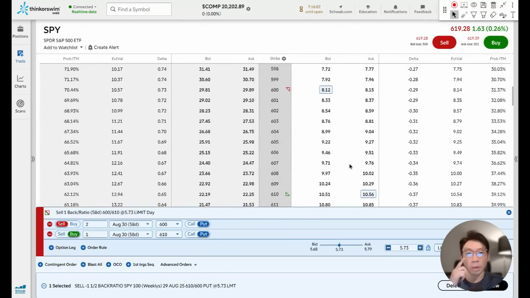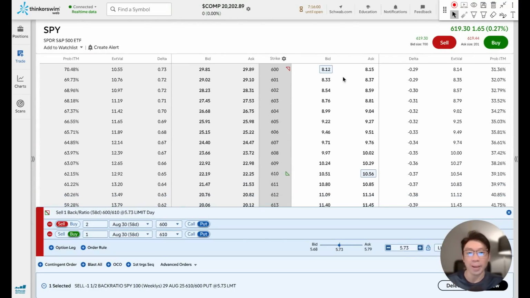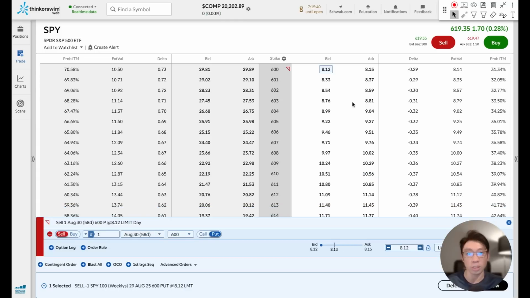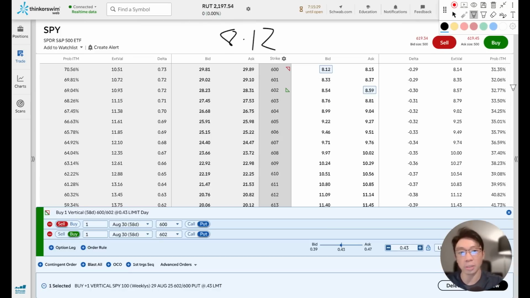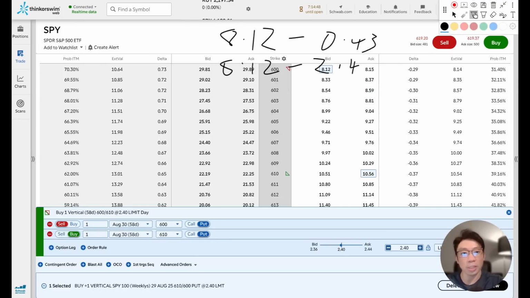So the reason why we got less credit is because now we have to spend a little bit more on this put debit spread. If I was to just change this to just 1, you will see that the debit spread costs us $2.40. So it's going to be more expensive than the debit spread which we constructed just now. If I was to move it to 602 again, you'll see that it costs only 43 cents. So if we have the credit, which is around $8.12, let me just show it to you. Very simple calculation: take 8.12 minus 0.43, compared to 8.12 minus $2.40.